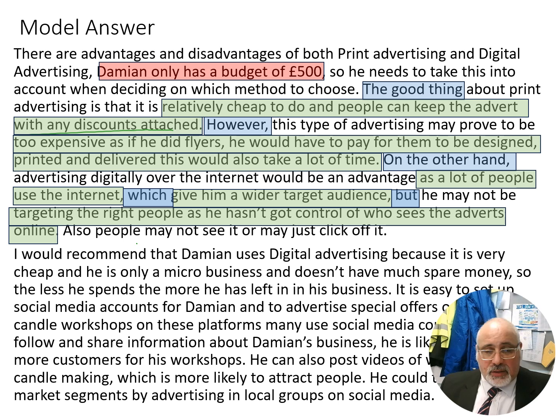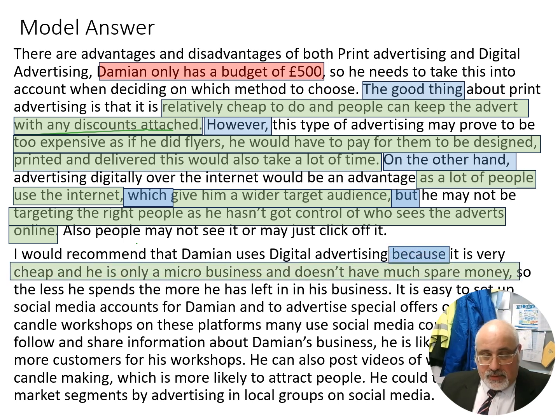And to get the final 2 marks, you need a recommendation. So what would you do? I would recommend that Damien uses digital advertising. So I've answered the question straight away. I've now used a connective because I'm now going to justify why I'm saying digital advertising. It's very cheap and he's only a micro business and doesn't have much spare money. So the less he spends, the more he has left in his business. So that's kind of the justification behind it. The paragraph then goes on to talk about why digital is the best option, and that's where you get the full marks.